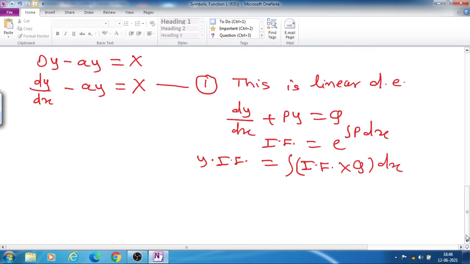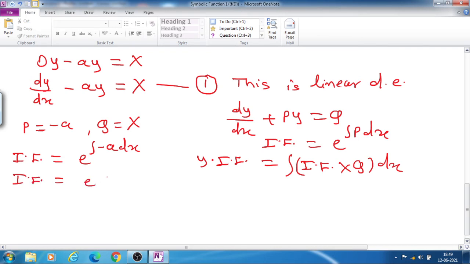Here we don't take the constant of integration. Now in our equation, what is P? Here P is equal to minus a, the coefficient of y is P, and Q is equal to capital X. So we must find the integrating factor. It is equal to e raised to integral P dx, means minus a dx. Since minus a is constant, integral dx is x. So e raised to minus ax is the integrating factor.